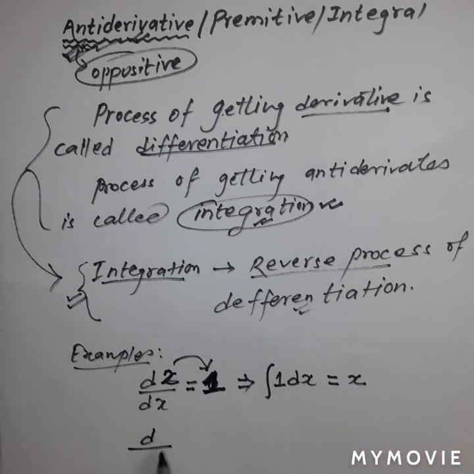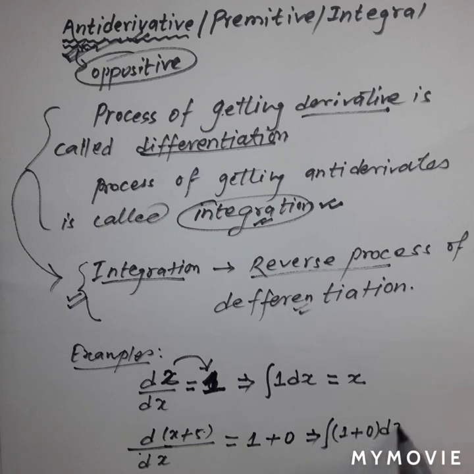Derivative of x plus 5 with respect to x. So what is the derivative? We can break this: derivative of x with respect to x plus derivative of 5 with respect to x. And here derivative of x with respect to x is 1, but derivative of 5 with respect to x is 0. So from here we can say that antiderivative of 1 plus 0 with respect to x is x plus 5. Just take one more example.